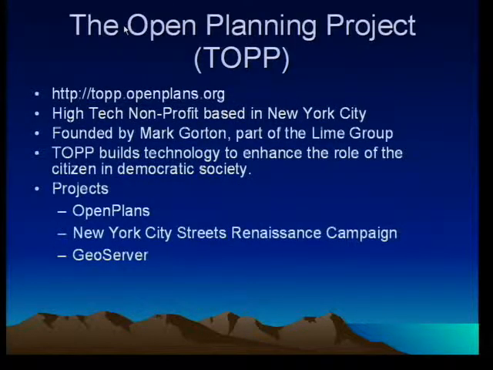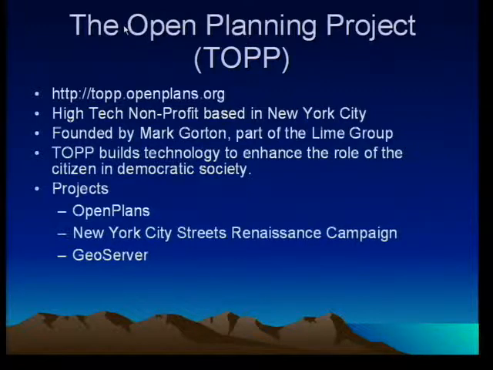So the Open Planning Project, the URL's up there. We're a high-tech nonprofit based in New York. It was originally founded by Mark Gorton. It's part of the Lime Group, which is a bunch of different companies. LimeWire is the one you might have heard of, but he does a brokerage firm and hedge funds and whatnot. And this is kind of his philanthropy of giving something back. And it's cool. He's definitely an involved funder and comes up with ideas and is a core part of it. So our mission is to build technology to enhance the role of the citizen in democratic society.